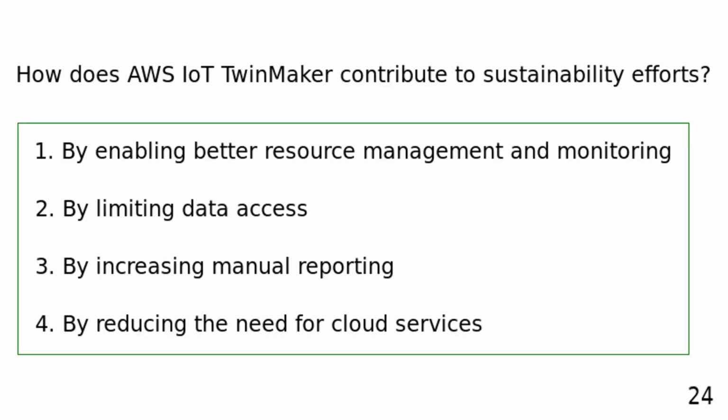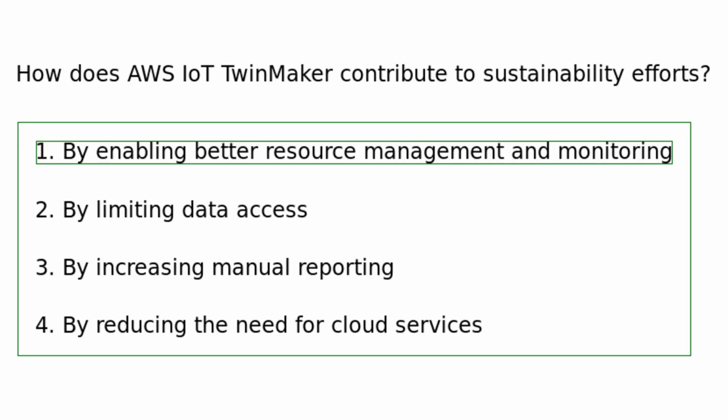How does AWS IoT TwinMaker contribute to sustainability efforts? By enabling better resource management and monitoring. By limiting data access. By increasing manual reporting. By reducing the need for cloud services. AWS IoT TwinMaker helps in sustainability by enabling efficient resource management and monitoring.